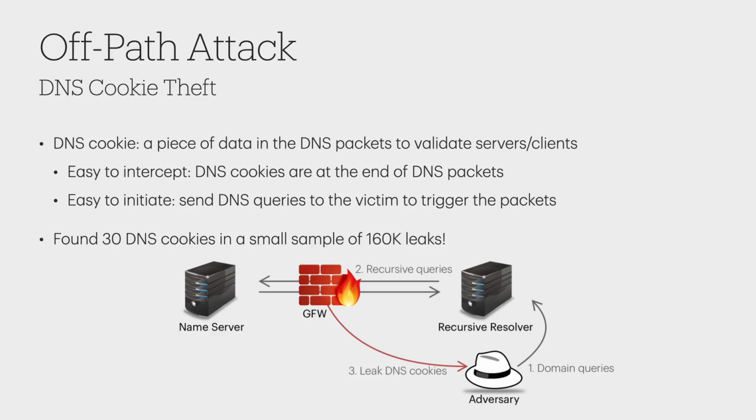The adversary only needed to trigger the victim to send queries across the Great Firewall, and continuously exploit the vulnerability to retrieve the cookies. Then, they could stack other techniques to perform DNS poisoning. In fact, after examining a small sample of 160,000 leaks, we already found 30 DNS cookies in the wild. This proved the feasibility of this attack.